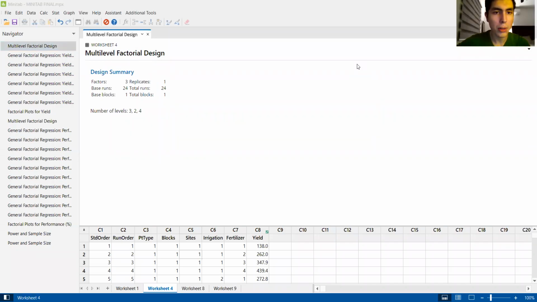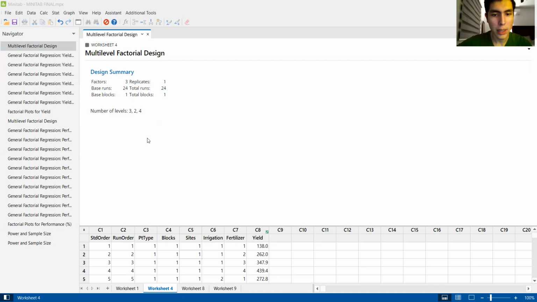So I'm going to show you how I did the analysis for datasheet number 5 and datasheet number 6. For datasheet number 5, first I did a full factorial design with 3 factors, 1 replicate, and 24 runs. The type of design that I chose for this datasheet was the full factorial design. This is because two of the factors have more than two levels. It's 3 and 4 levels.